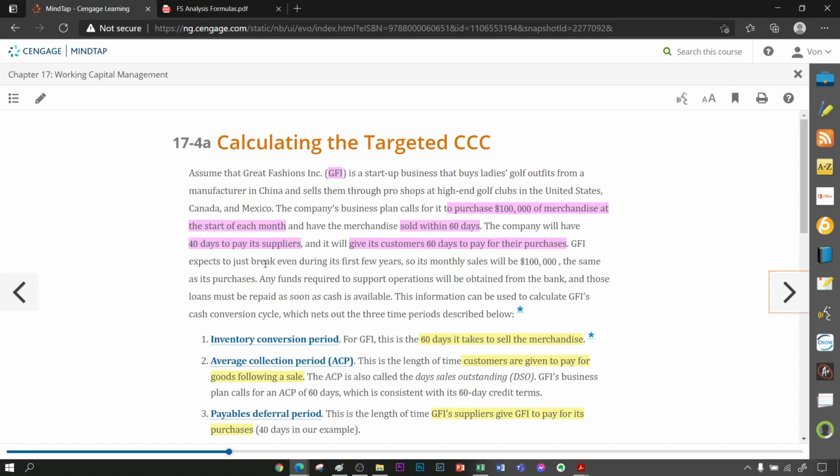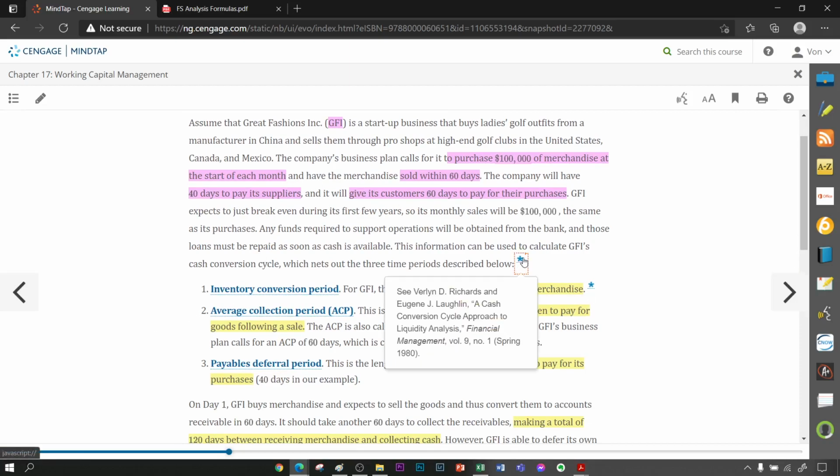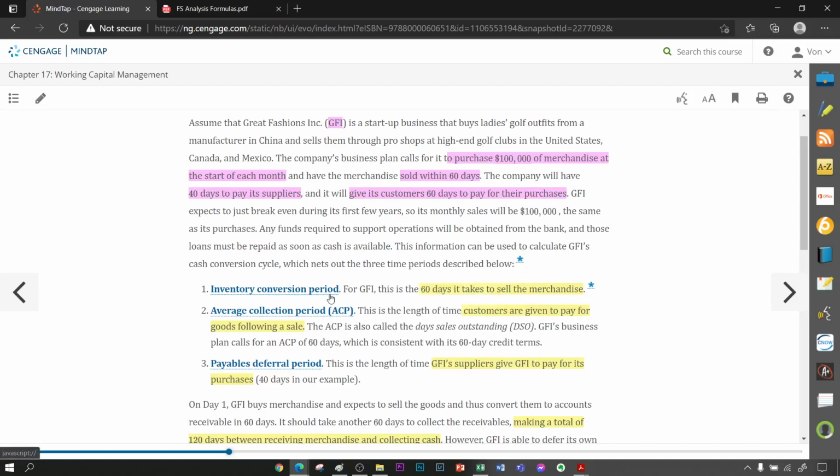GFI expects to just break even during its first few years. So its monthly sales will be 100,000, the same as its purchases. Any funds required to support operations will be obtained from the bank, and those loans must be repaid as soon as cash is available. This information can be used to calculate GFI's cash conversion cycle, which nets out the 3 time periods described below. So, yung 3 time periods dito, inisa-isa dyan sa baba. Okay. So, ano yung una?